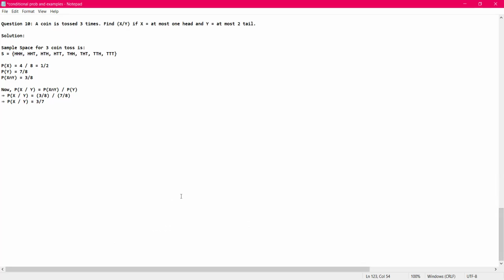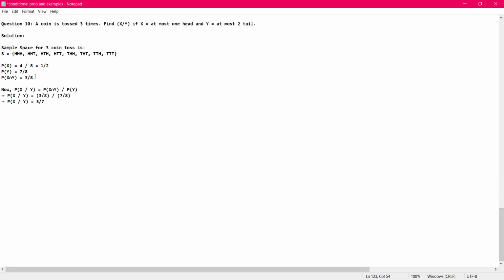Now we'll calculate the probability of at most one head. How many possibilities are there? One, two, three, 4. So out of 8, we have only 4. So 4 by 8 equals 1 by 2. Next, probability of having at most two tails. It means a maximum of two tails should be present. So this one, this one, this one, this one, 5, 6, and 7. At most two tails means we can also have zero tails. So out of 8, there are 7 possibilities. So probability of Y equals 7 by 8.